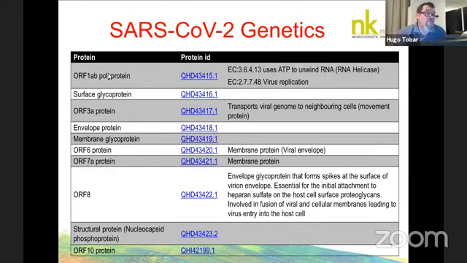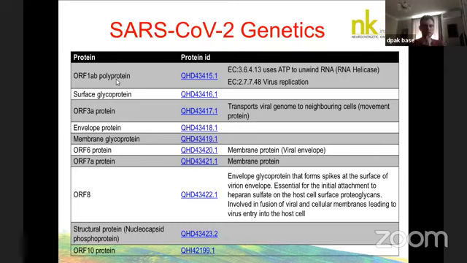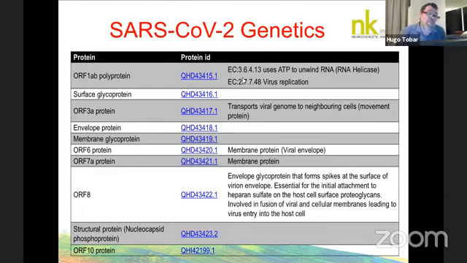So this one protein, this ORF1AB polyprotein, it actually has 2 enzyme numbers.